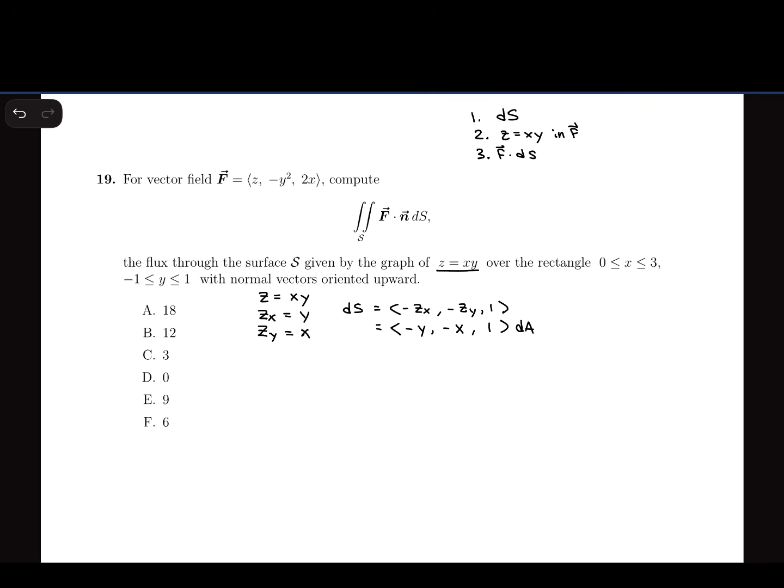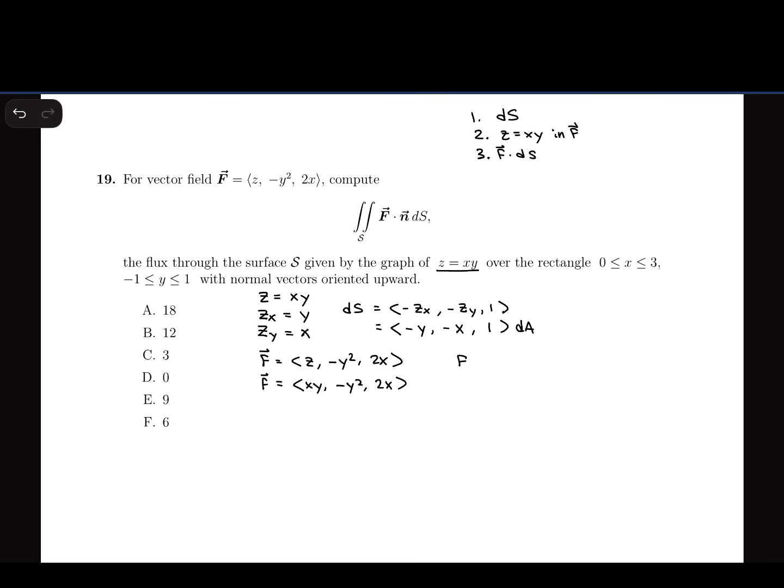Now, we have to substitute z equals xy into f. So we know that f is equal to z, negative y squared, 2x. So how do we substitute this in? Let's see. So we know that z is equal to xy. Negative y squared, in this case, is still just negative y squared. And 2x is just 2x. In this way, we're keeping z out, and we're just evaluating x and y because these are the bounds given to us.